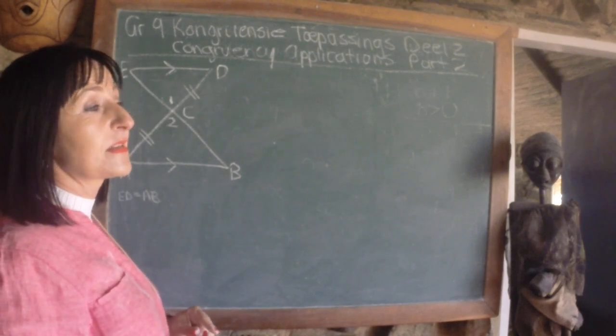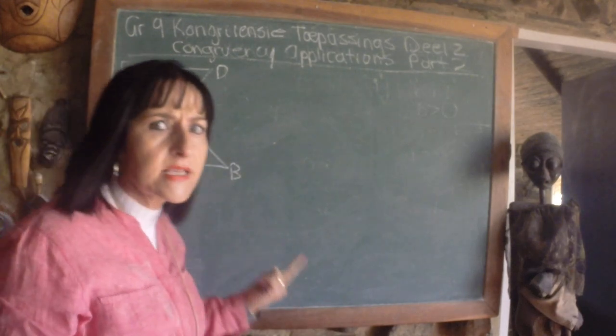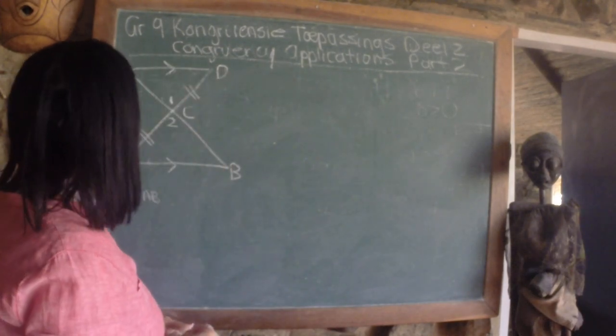Two triangles as identical, then AB must be equal to ED.